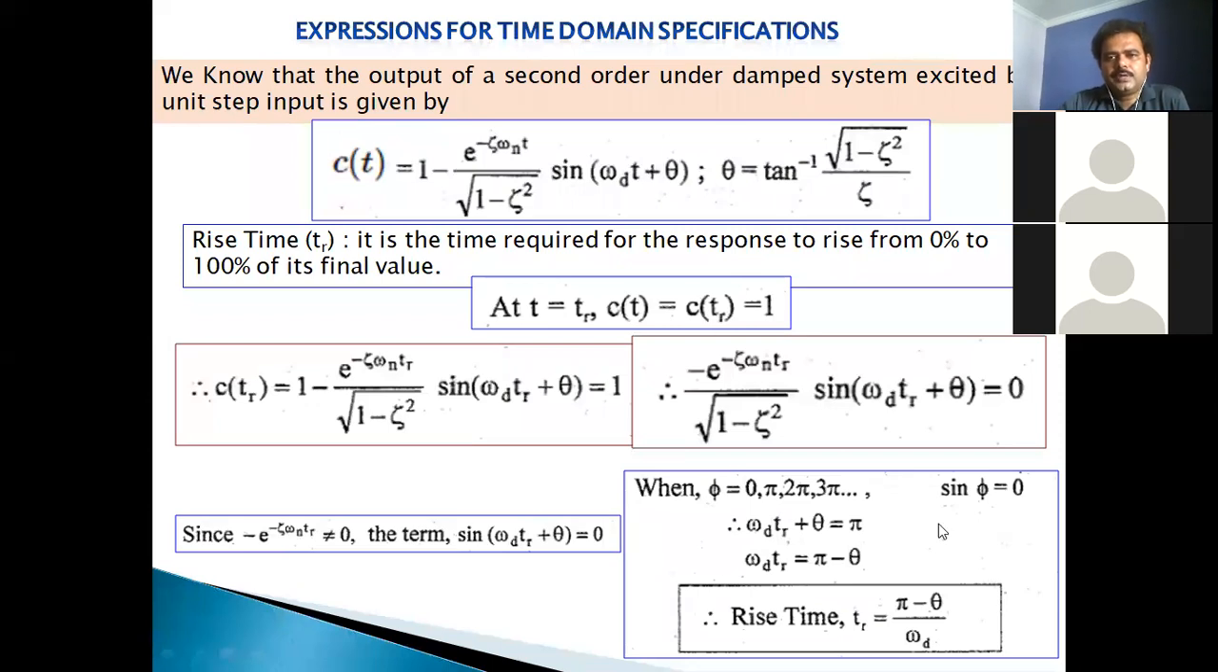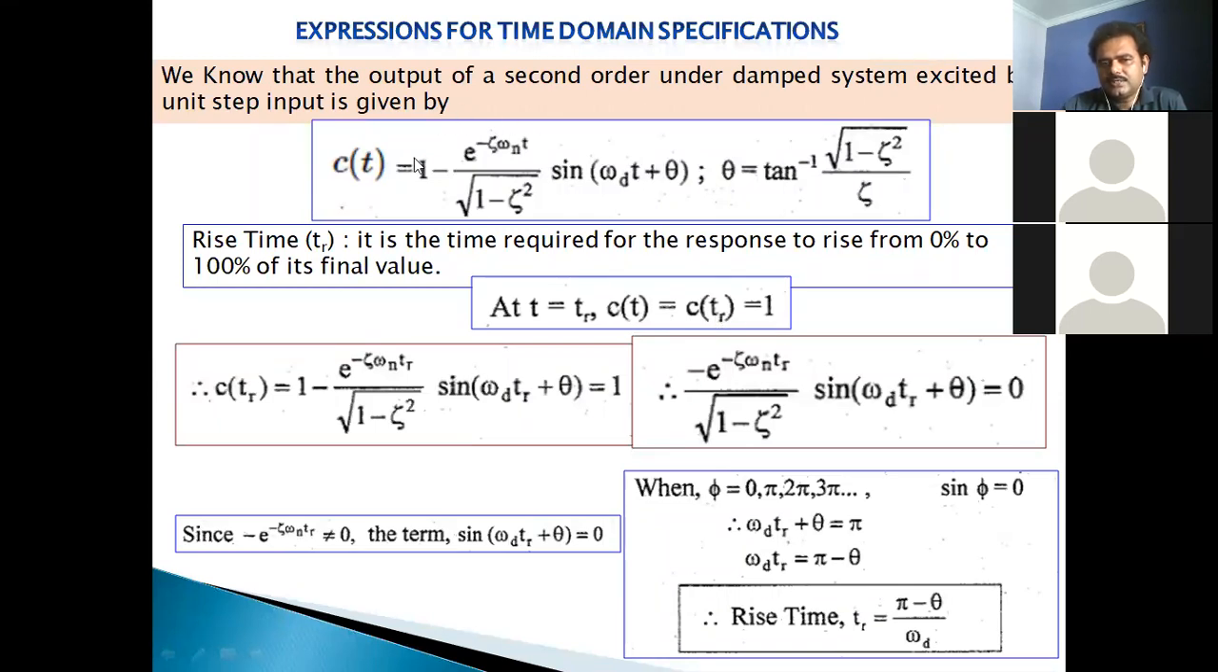So how do we get expressions for the time domain specifications? First, we know that the response of a second order system is this one. Now, based on the definition, rise time is the time required to reach 0 to 100% of its final value. Our final value is the unit value, so finally it has to reach unit value. That is why rise time is represented with the suffix R. So c(TR) = 1.